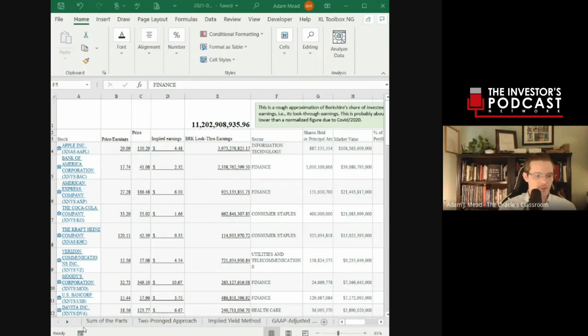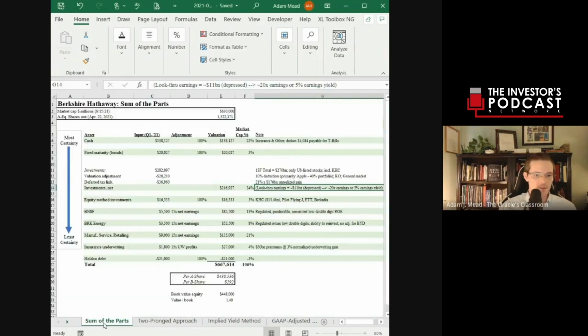So I'm going to go back to the sum of the parts here. That's the investments. For the equity method investments here, I've chosen to use the balance sheet value of these investments. You could choose to use the earnings from them and then capitalize them, like we do for some of the subsidiaries down below. Either method is appropriate.